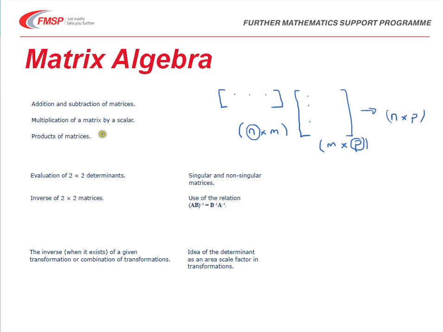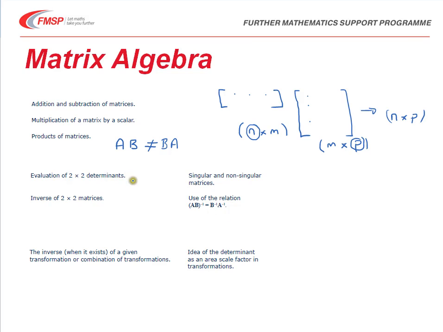The other thing I will say about products of matrices is to remember that the product AB is not necessarily equal to BA, so the order in which you write and actually perform the multiplication is very, very important.